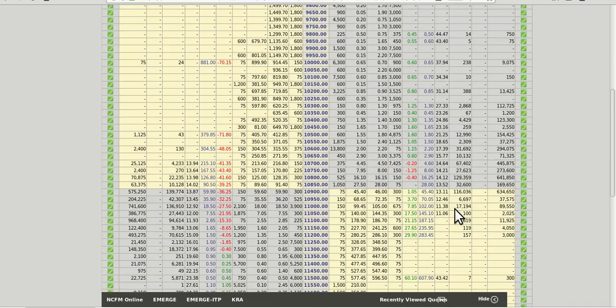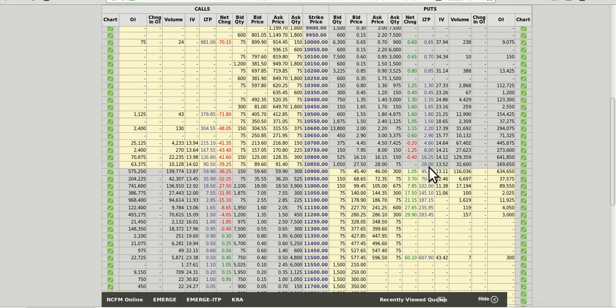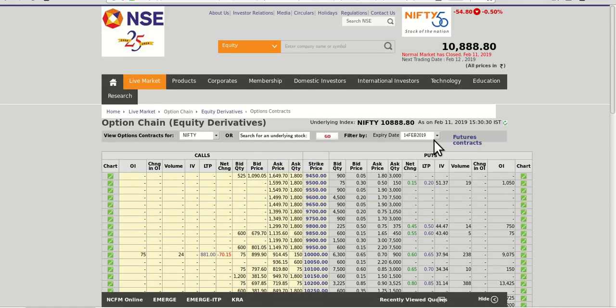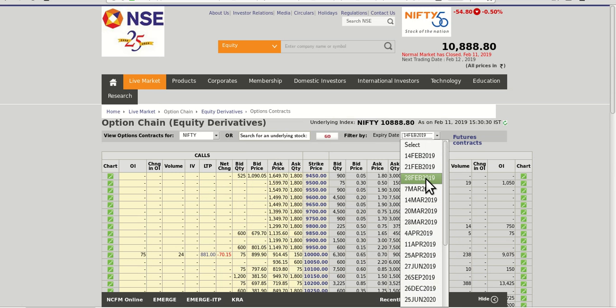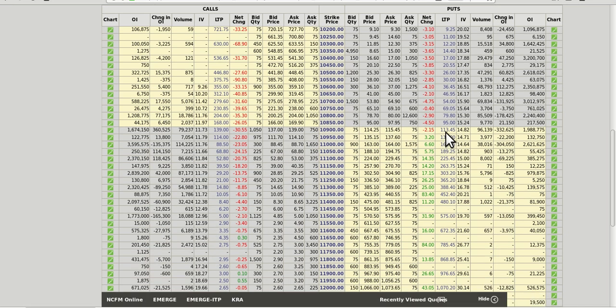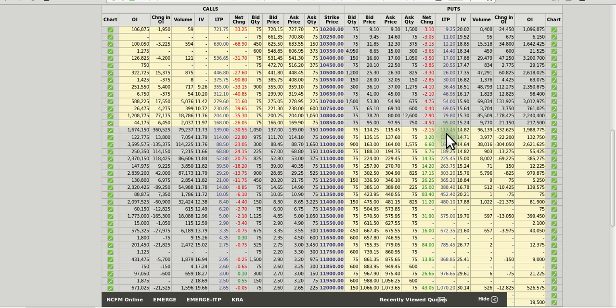If you compare, you have to keep in mind that this price was around 30 rupees and this was around 60 rupees for the at the money put and call. If we select the monthly expiry option chain, it shows the at the money put around 195 rupees and the call around 139 rupees. So they are a multiple of that, for 2.5 weeks.